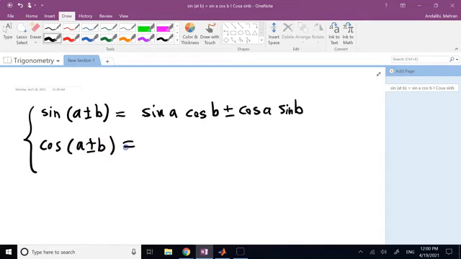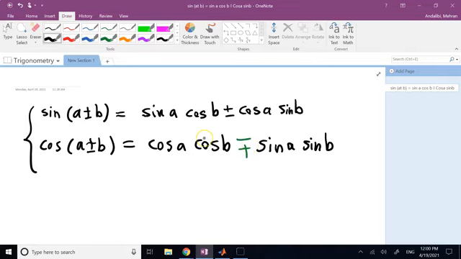So this is going to be cosine of A times cosine of B, and then pay attention to this part, minus plus sine A times sine B. What does it mean? It means if it's a plus, that is going to be a minus. If it's a minus, it is going to be a plus. Okay, so we know that.